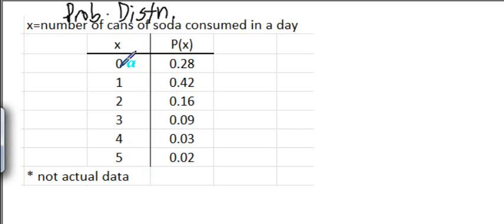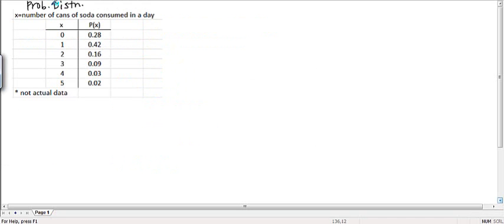So you can see here that 28% of people drink 0 cans of soda in a day, 42% drink 1 can of soda a day, 16% drink 2 cans of soda a day, and so on, and 2% of people drink 5 cans of soda in a day. Okay, so that's what this is telling you. And let's talk about how to find the mean and standard deviation for a probability distribution.